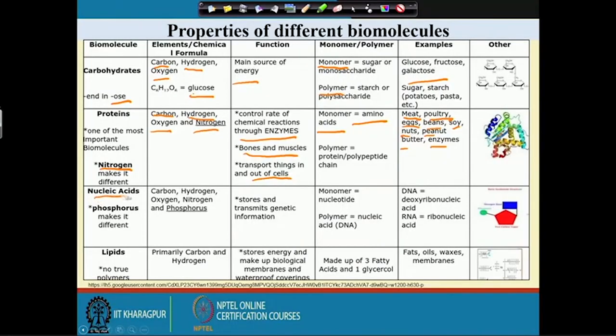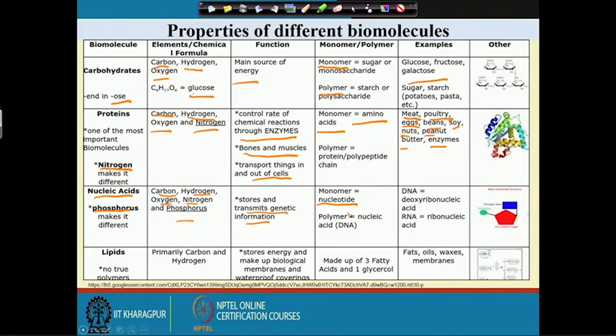Then, as I told you, nucleic acid contains a special element, that is phosphorus. So it contains carbon, hydrogen, oxygen, nitrogen, and phosphorus. It stores and transmits genetic information, which is very important. Genes code for particular proteins, and enzymes are basically proteins, which are very essential for carrying out biochemical activities.